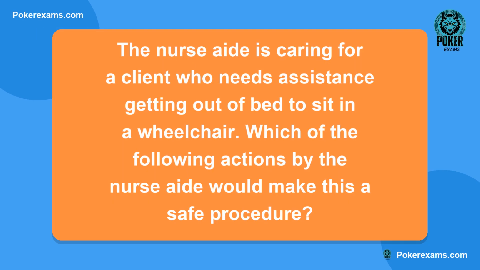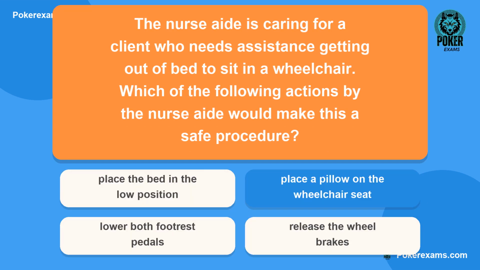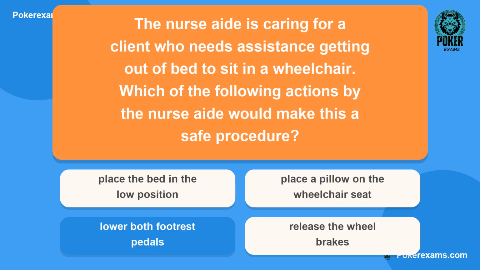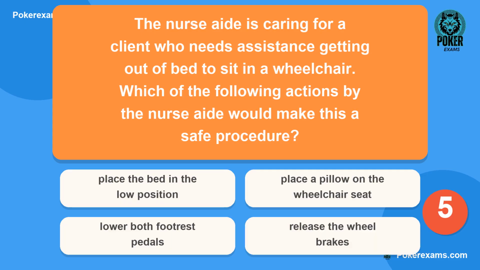Next question. The nurse aide is caring for a client who needs assistance getting out of bed to sit in a wheelchair. Which of the following actions by the nurse aide would make this a safe procedure? Is it A, place the bed in the low position? Or B, place a pillow on the wheelchair seat? Could it be C, lower both footrest pedals? Or lastly D, release the wheel brakes?